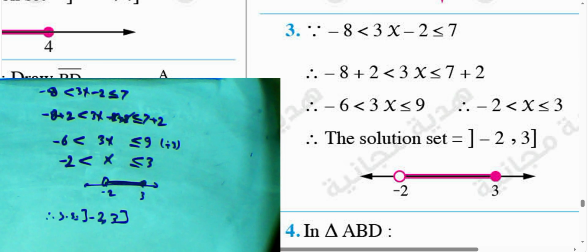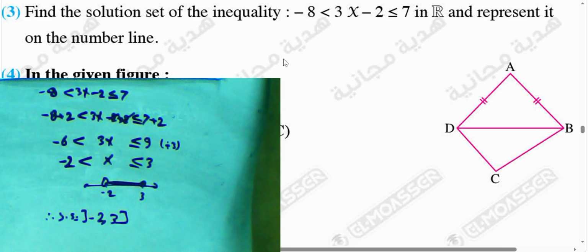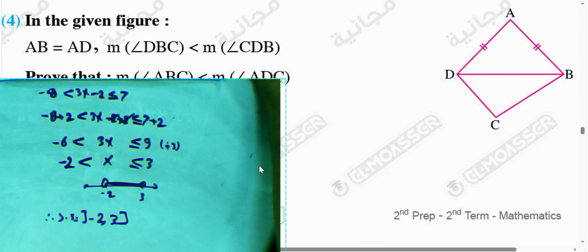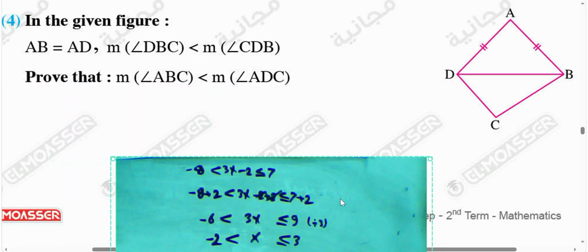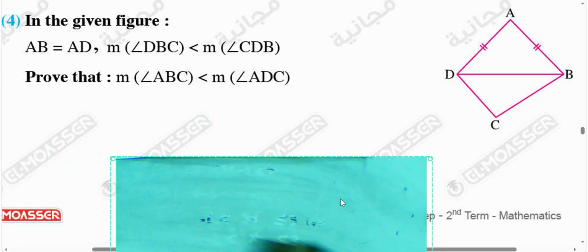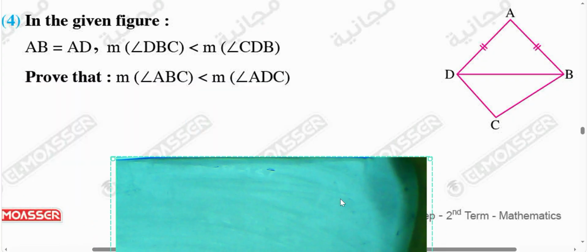Okay, next question. We have a question now in geometry. Give me a relation between two angles. He gave me angle DBC greater than angle CDB. And we have isosceles triangles: the measure of angle ADB equals the measure of angle ABD, and then we can add relation 1 and relation 2 and correlate them together.